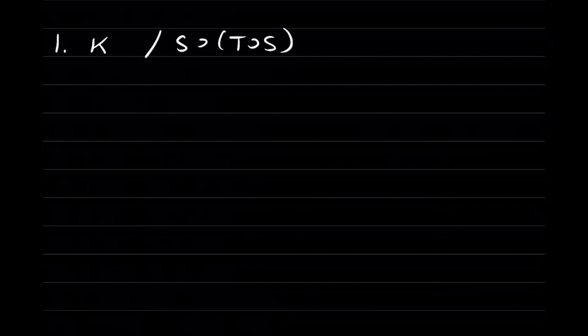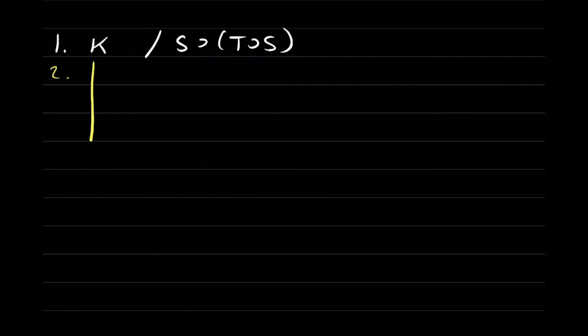Okay. In this next example, we've got only one premise, just K, and we're trying to show this conclusion: if S, then if T, then S, or S implies that T implies S. Let's get started. So the conclusion is a conditional. It says if S, then that expression in parentheses. So let's start out by doing a conditional proof.